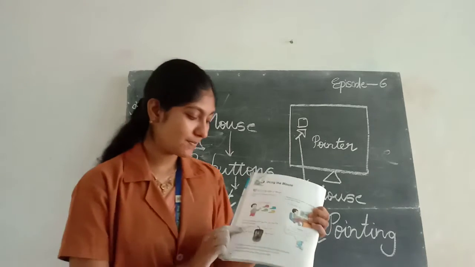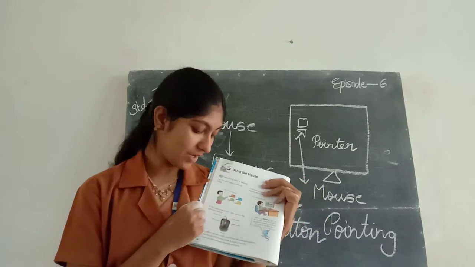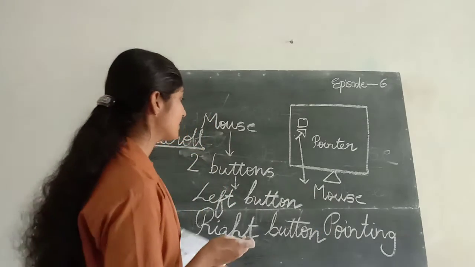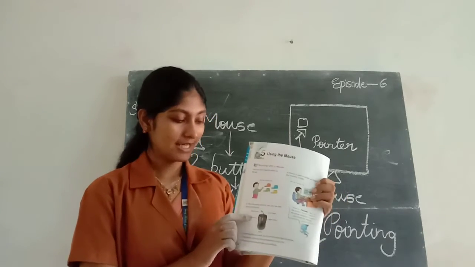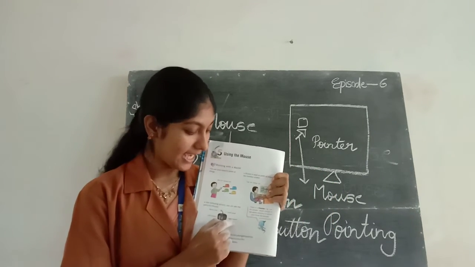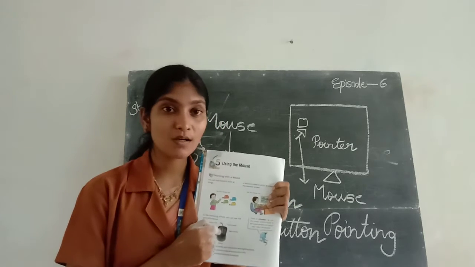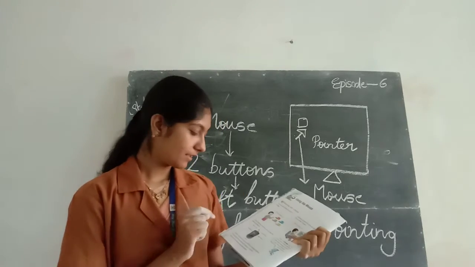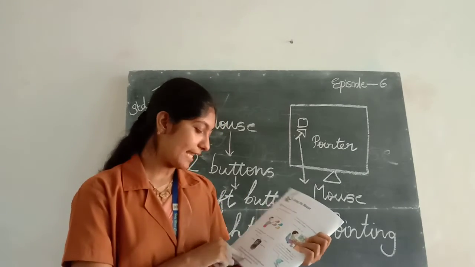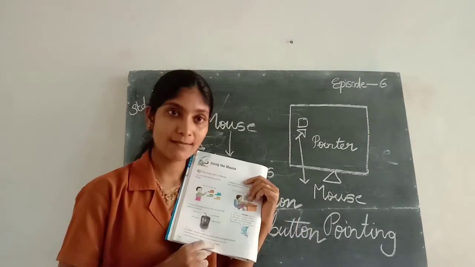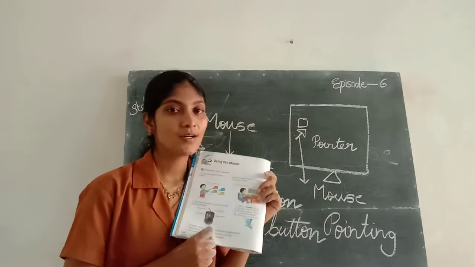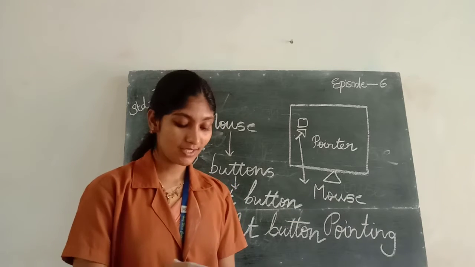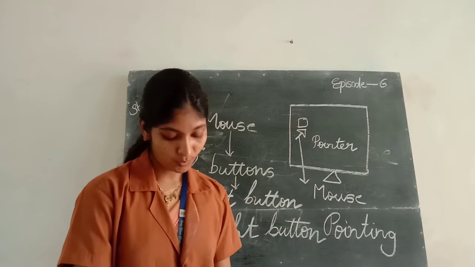Okay. Look at this picture. There is a wire, mouse wire, which is attached to the CPU. And there is a left button, right button, and also the scroll wheel. To make a mouse work, we click the left button and right button. The mouse wire is connected to where? CPU. The mouse wire is connected to CPU.